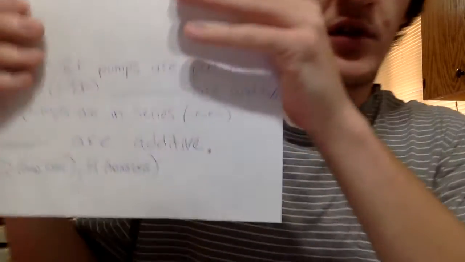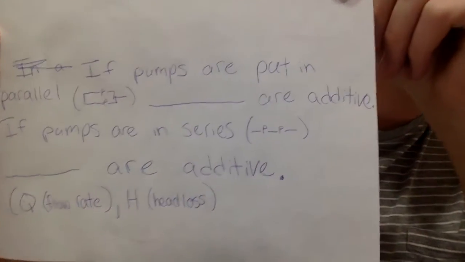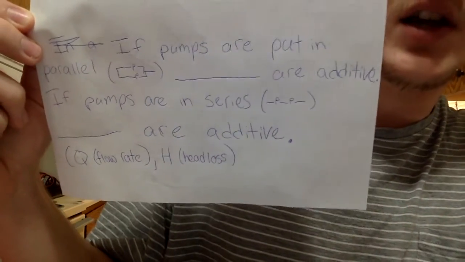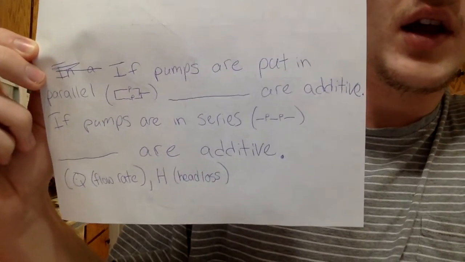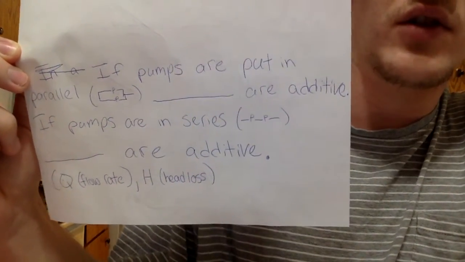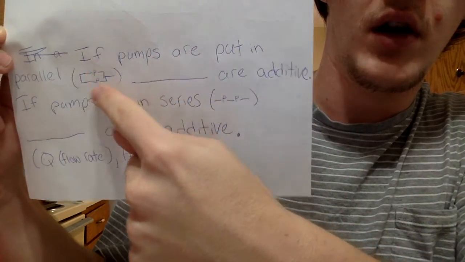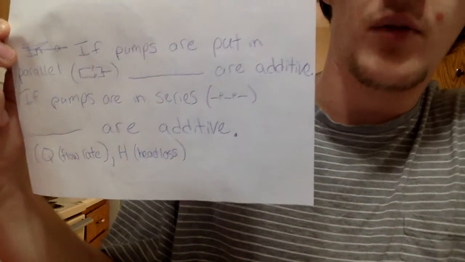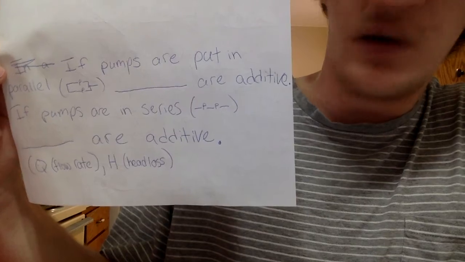The next question is another pump analysis problem, and it's about multiple pumps. Sometimes you can't get one really strong pump, so it's more efficient to add multiple pumps. There are two ways you can add pumps: in parallel, as seen here, and in series, as seen here. If pumps are put in parallel, blank are additive. And if pumps are put in series, blank are additive.